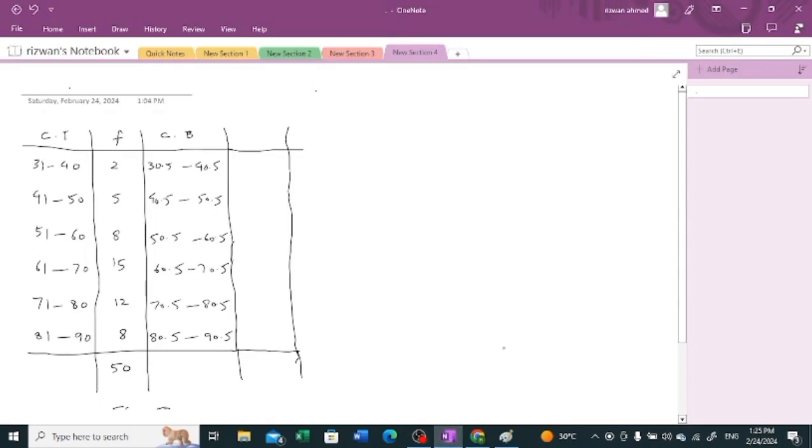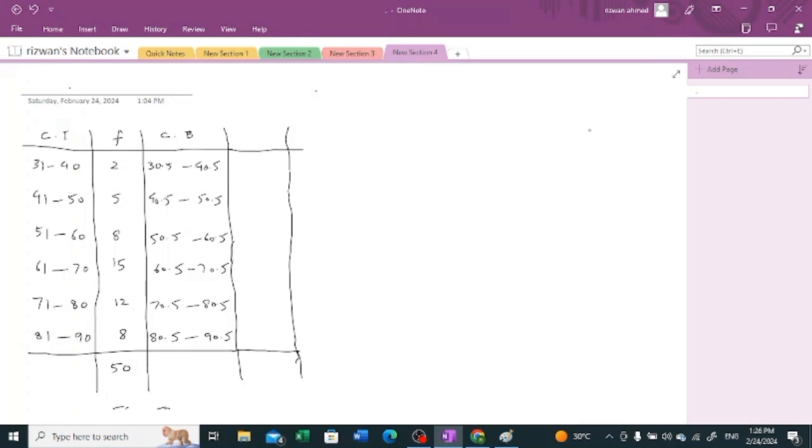Hello students, in this video we are going to discuss the measures of dispersion that we can apply in case of group data that is given in the form of a frequency distribution. This is the data I have taken as an example, in which class intervals are mentioned along with frequencies, and class boundaries are also constructed.